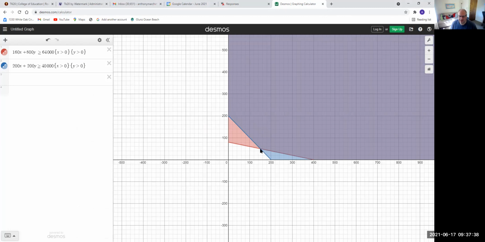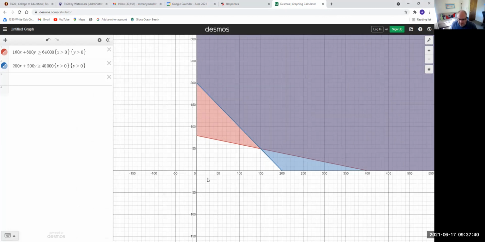Well, for something like this, you'd probably have to just zoom in and look very closely. You could see it's 150, 50 there. Out here it's 400, 0. Over here it's 0, 200. I think it's because of the view or because I'm sharing that it won't let me do it or something like that. But anyway, I hope that that's clear. That's how you would get them.